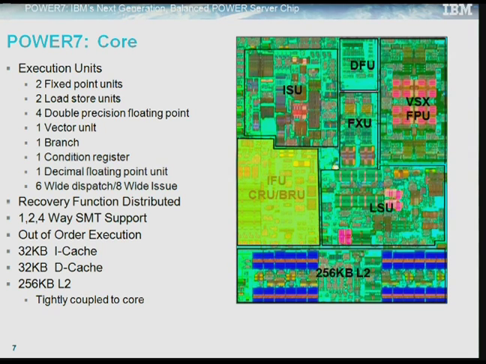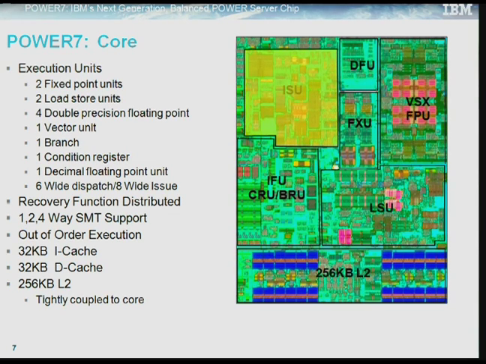The instruction fetch unit also contains the condition register execution unit and the branch execution unit. The instruction fetch unit also contains our branch prediction logic, which we have improved in Power 7 to provide greater performance per core. On the top of the chip is our decimal floating point unit, which we introduced in Power 6 to accelerate commercial applications.